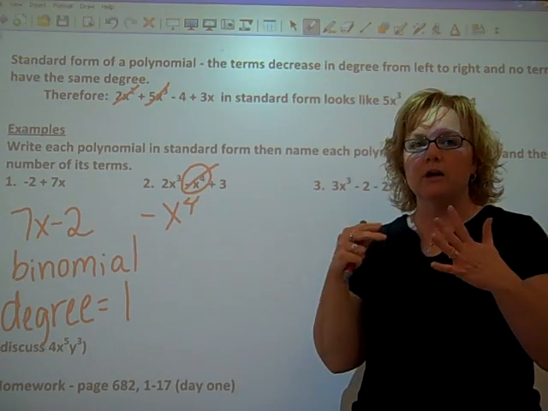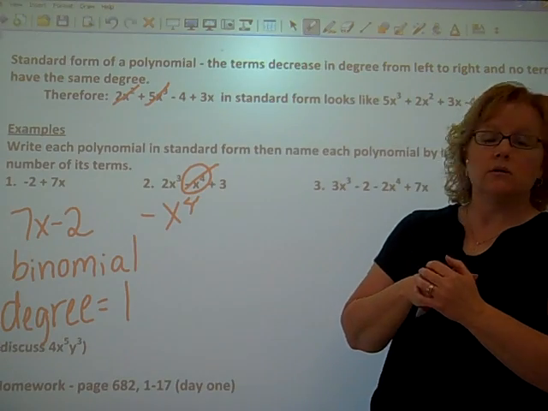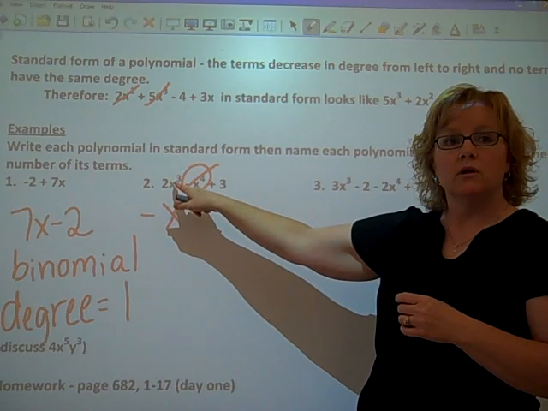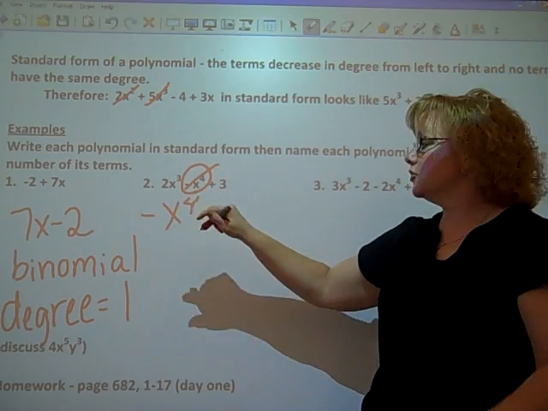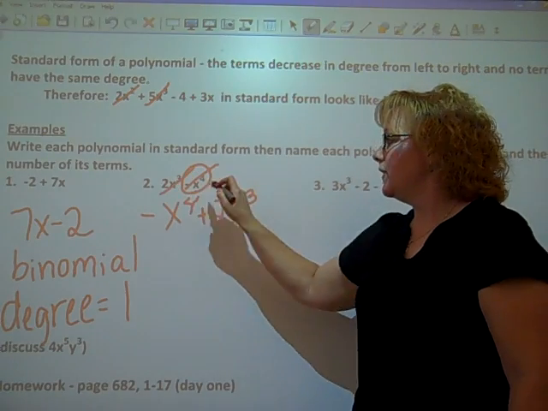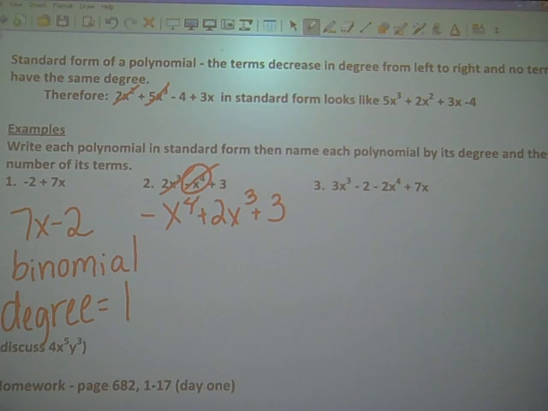And what sign am I going to put in between? Negative. Is this 2x cubed positive or negative? Positive. It's positive. So you're going to put a plus 2x cubed and then that plus 3 to end it. Okay? So it's now in standard form.